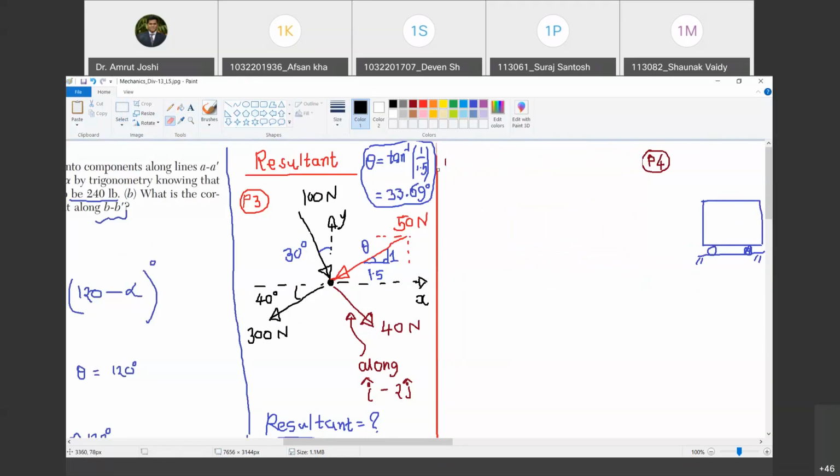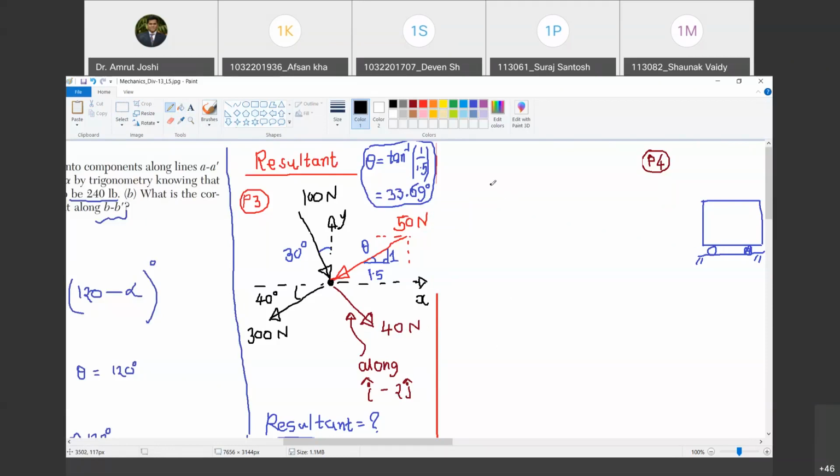So how do I calculate this angle now? Tell me. Under root of x square plus y square. That is magnitude. No, I am asking you, how do I calculate angle made by this 40 Newton either with horizontal or with vertical? तो देखो, इसको कैसे दिया है? It is along i cap minus 2j cap. Do you agree with me?